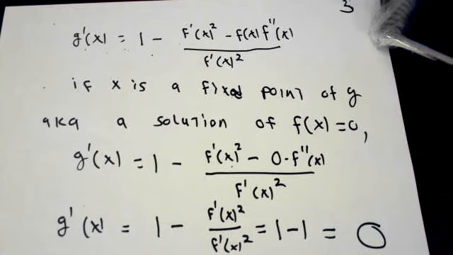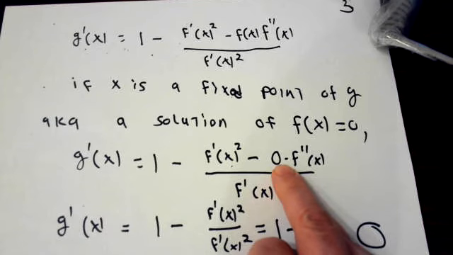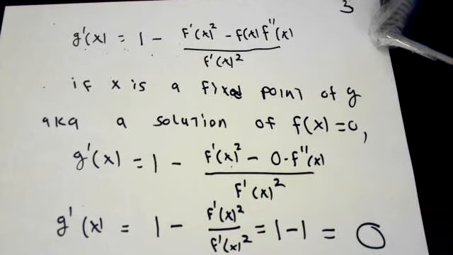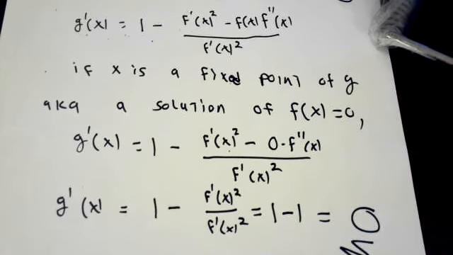If x is a fixed point of g, that is to say a solution of f of x equals 0, then the value of this derivative simplifies considerably because in the numerator this factor is 0. We end up with 1 minus 1, and that works out to be 0, which, as we've said, is the perfect situation for a fixed point method.